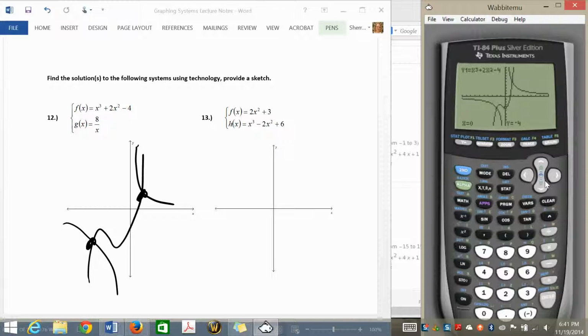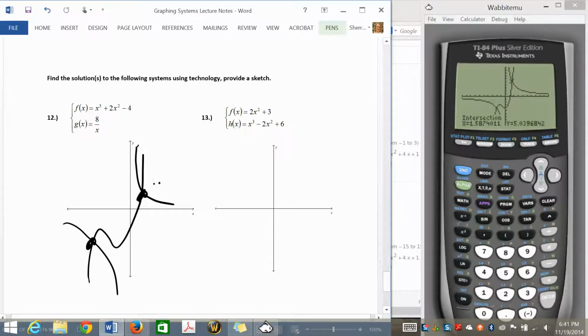So we hit second trace to bring up the calc menu. Something went wrong there. Second trace to bring up the calc menu, we want to choose option 5 for intersect. First curve, second curve, just hit enter for each of those. Then arrow over and make our best guess. So somewhere around here. We get 1.5 or 1.6 for x and 5.0 for y.